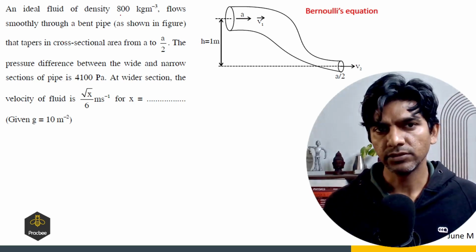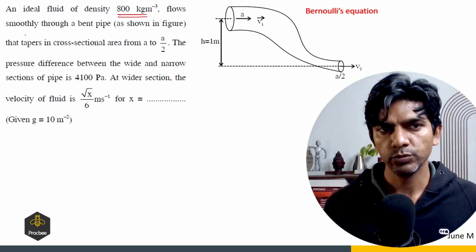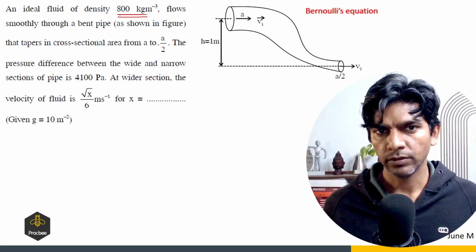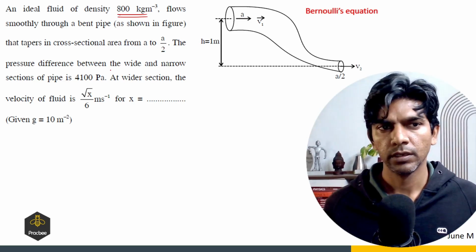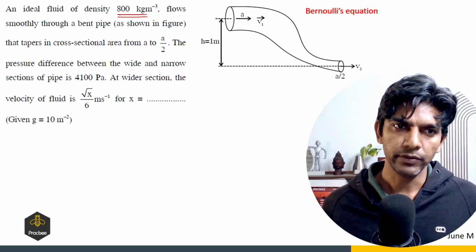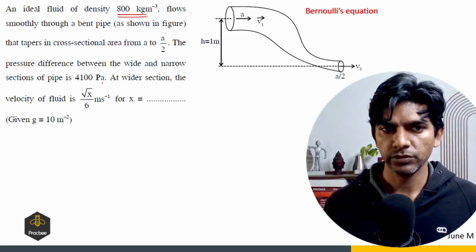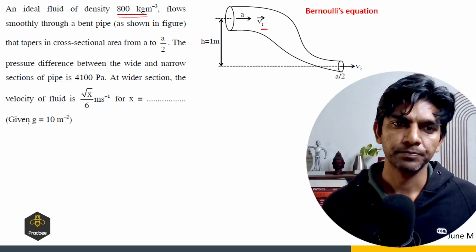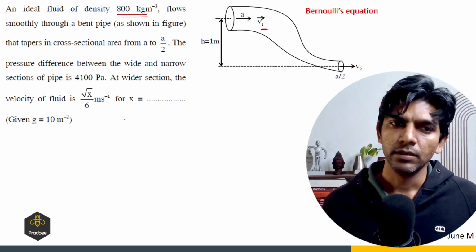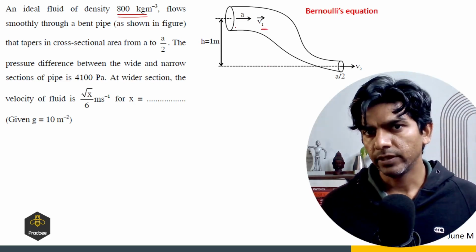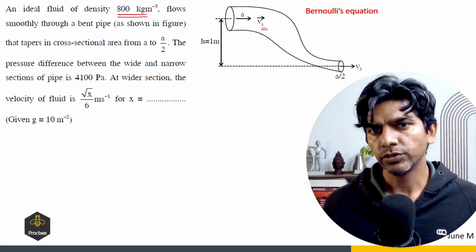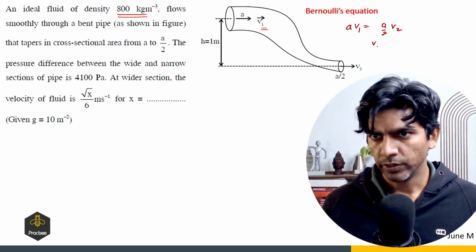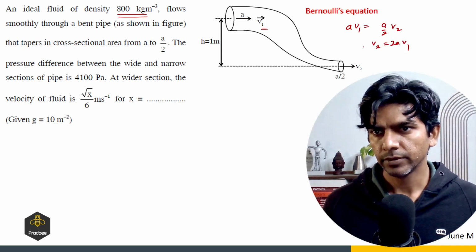An ideal fluid of density 800 kilograms per meter cube flows smoothly through a bent pipe that tapers in cross section from A to A by 2. The pressure difference between the wide and the narrow section of the pipe is 4100 Pascal. At the wider section, the velocity of the fluid v1 is given as root x by 6, and we have to find the value of x. Here we can apply Bernoulli's equation and the equation of continuity. By continuity, A v1 equals A/2 times v2, so v2 comes out to be 2 times v1.